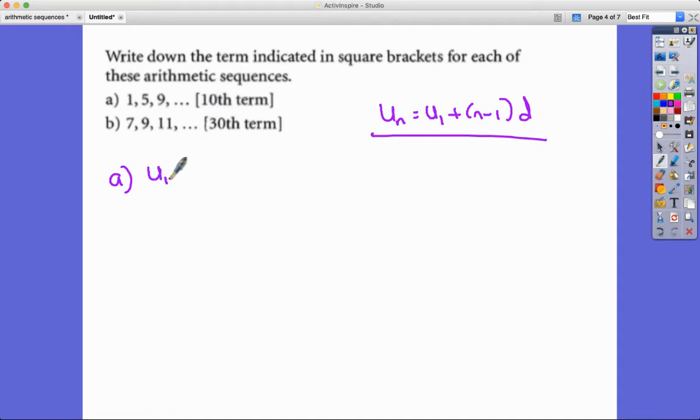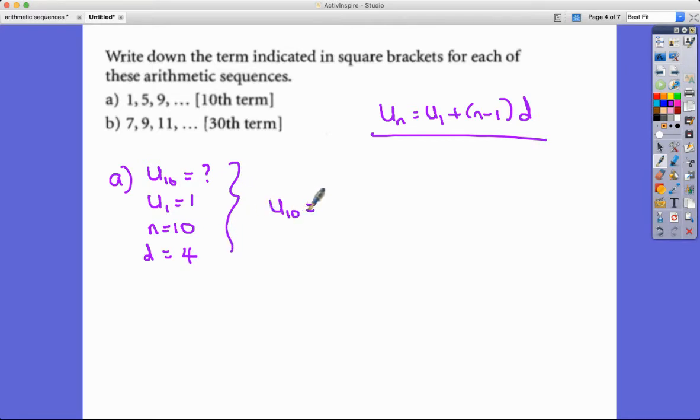Right, so first of all, we want to find what the 10th term is. We don't know what the 10th term is at the moment, but we're trying to find it out. We do know the first term is 1, and we do know that n equals 10, looking at 10 terms, and we know the common difference. We can just look at the sequence and see it. The common difference is equal to 4. So from all of that information, we can then put those things in.